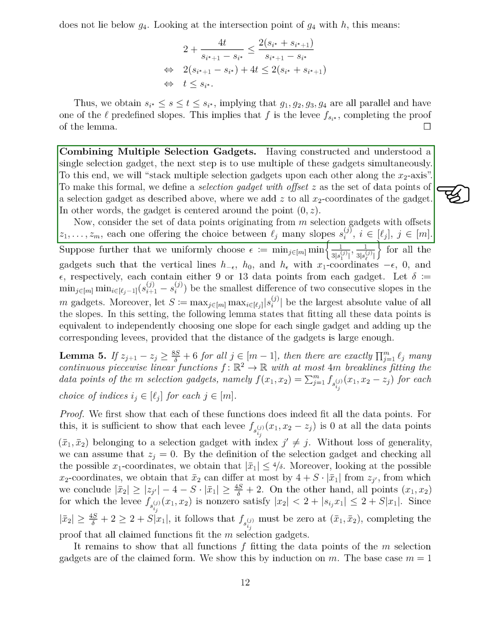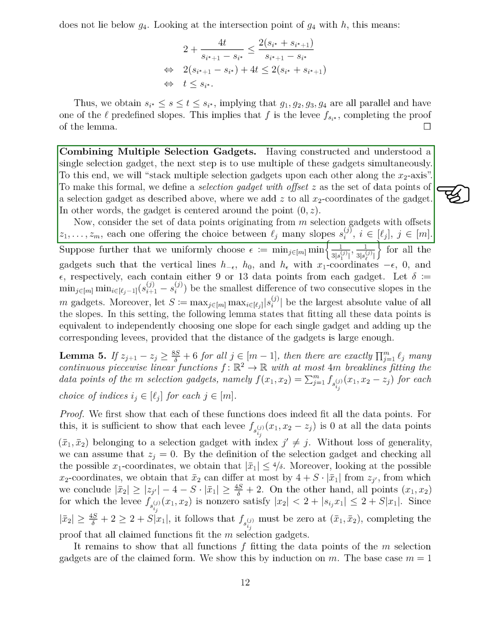To formalize this, we define a selection gadget with an offset z. This is just like the selection gadget we've already discussed, but we add z to all the x2 coordinates. This means the gadget is centered around the point (0, z).